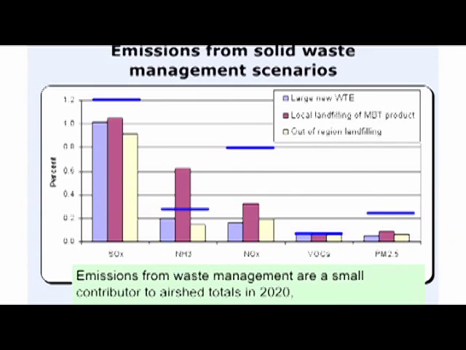So this chart shows the emissions from solid waste management scenarios, and these are the 3 scenarios that Conrad showed you earlier: the large new waste-to-energy plant, the local landfilling of an MBT product, and out-of-region landfilling. So we can see that the emissions from waste management, this chart actually shows the percent contribution to total emissions in the airshed. So emissions from waste management are a small contributor to the airshed totals in the year 2020. We can see on the left there that although there is variability in between the scenarios, the SOx emissions do not account for any more than about 1% of the total loading in the airshed. And looking at the PM 2.5 on the right, we're looking at about 0.1% of total emissions.